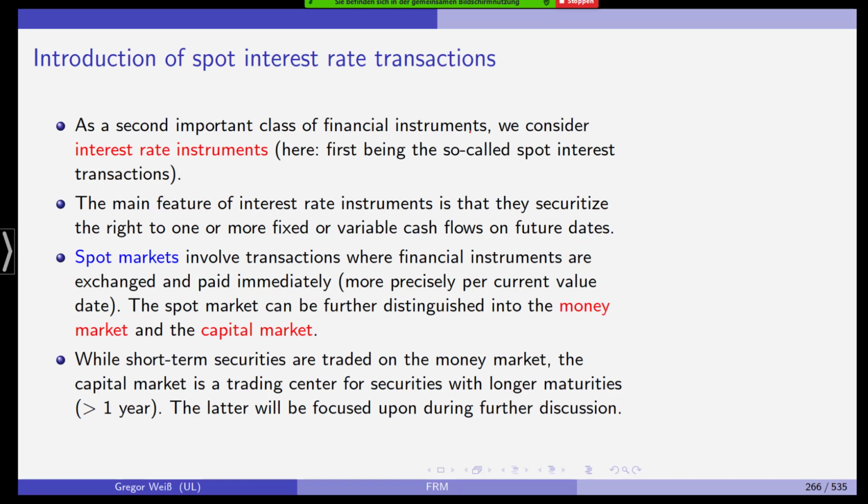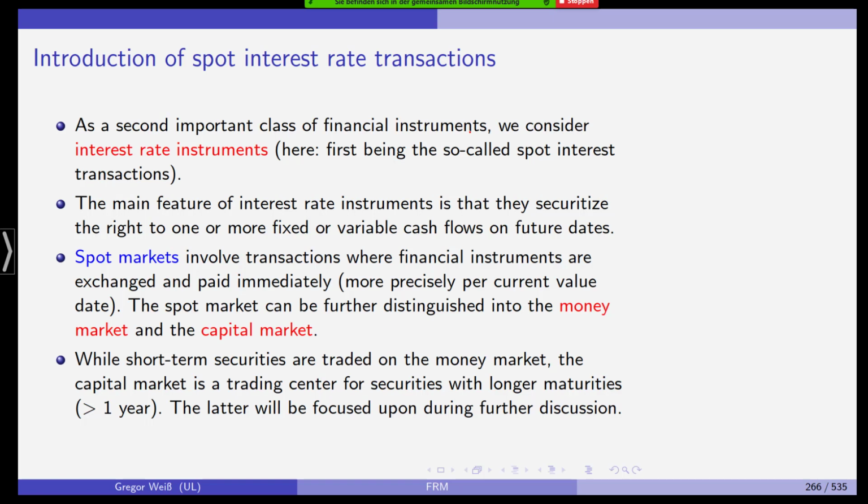Now, as a second important class of financial instruments, we want to look at interest rate instruments, or what we call also fixed income products. Why fixed? In many cases fixed income, because these securities pay a fixed income in the sense that they do not depend on a market price. They do depend on an interest rate, and you get interest payments, and these should be fixed. Now, the main feature of interest rate instruments, of fixed income products, is that they securitize the right to one or more fixed or variable cash flows, interest payments, on future dates.